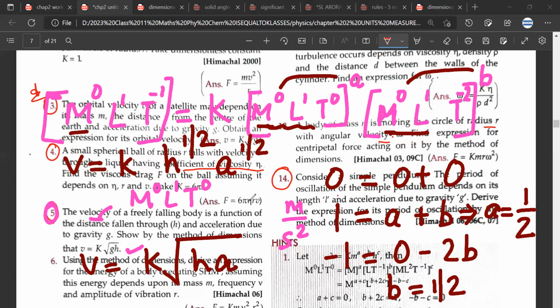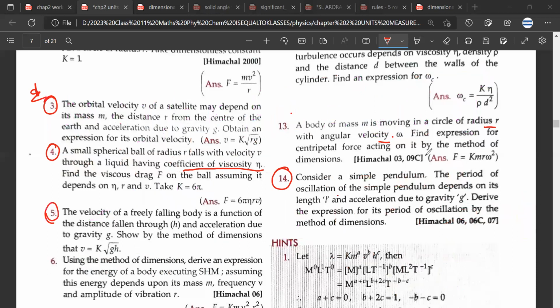Yeah. So let us try to do another simple question. Using the method of dimensions, derive an expression for energy of a body executing SHM, assuming the energy depends upon the mass. So some constant, mass raised to power a, frequency raised to power b, and amplitude of vibration r raised to power c. So this is how I can write the expression.